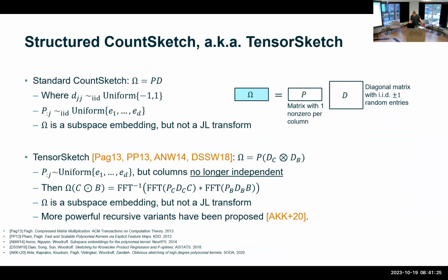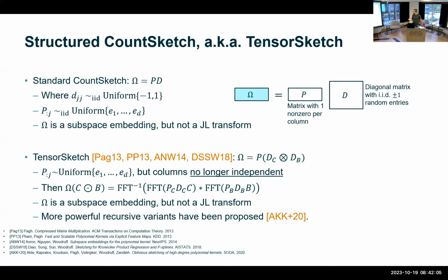Okay, and I'll also say a few words about this particular sketch. This was what I called a hashing-based sketch a few slides back, and this is another example of a sketch that you can apply more efficiently than a Gaussian sketch. Now omega takes a special form here. It is composed of two matrices, where D is diagonal with plus and minus ones along the diagonal that are IID random, like Rademacher random variables, and P is a matrix with a single one per column, whose position is chosen uniformly at random.